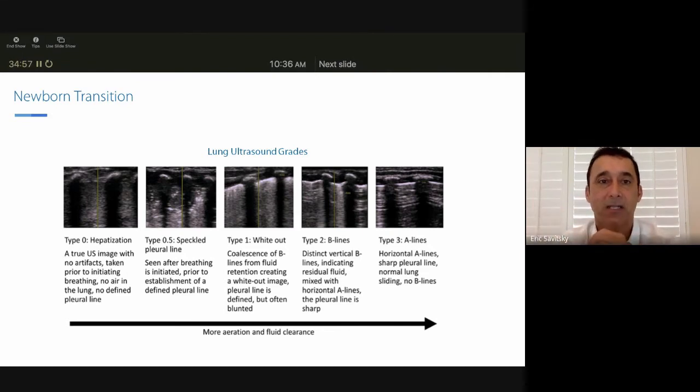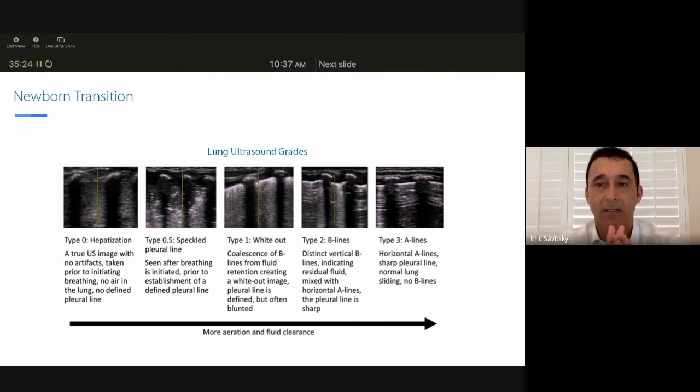As the neonate starts to breathe, you start to clear some of that fluid and you start to get some air as well as atelectasis. So you get these air bronchograms. Then you get that diffuse white lung appearance because you have multiple B lines, diffuse B lines and coalescent B lines, and then the B lines clear, and you start to get the A lines with a paucity of B lines. That typically happens in the minutes to hours following birth.